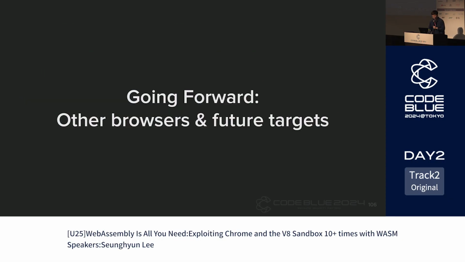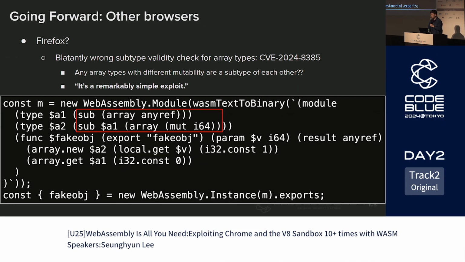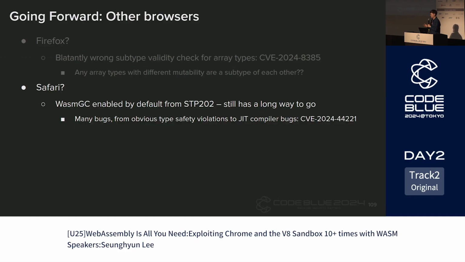And then we'll quickly see how other browsers are doing. Firefox made this very weird mistake where any mutability differences in array types are considered a subtype of each other. So this is actually the full exploit that grants you the fake object primitive, where if you just define it with a different mutability, it's always a subtype of each other, which is remarkably simple but remarkably problematic. Safari just enabled WASM GC from their technology previews, but it still has a long way to go.